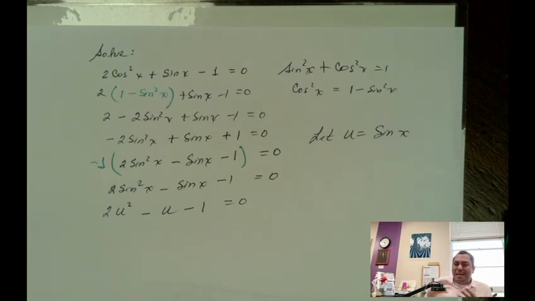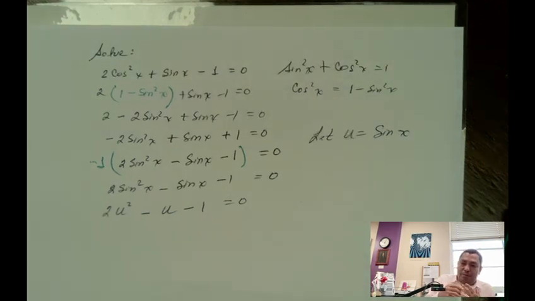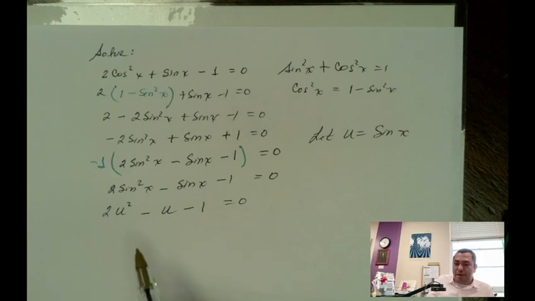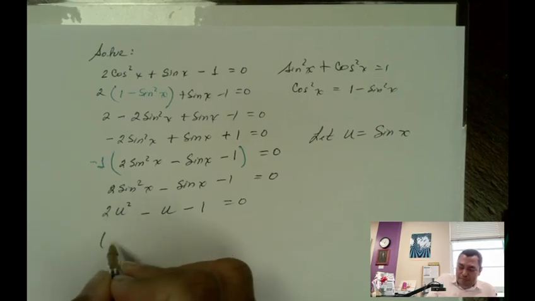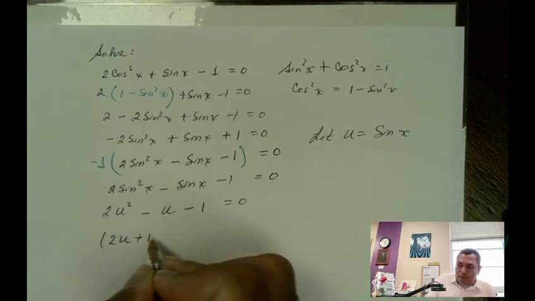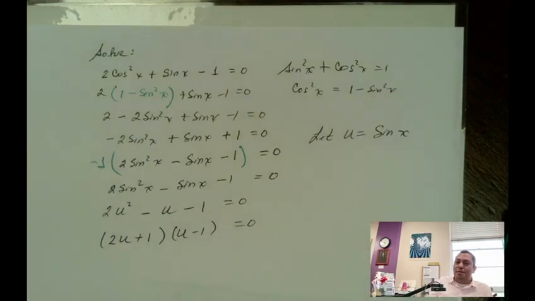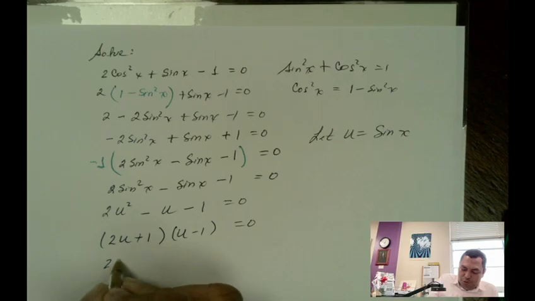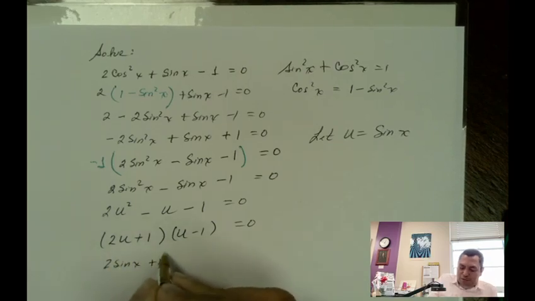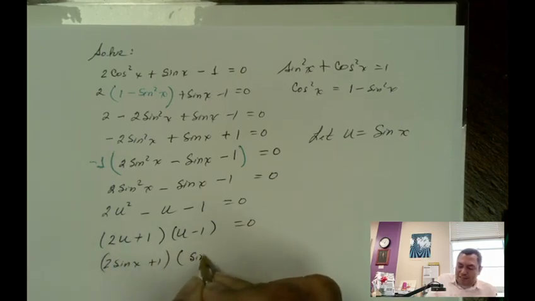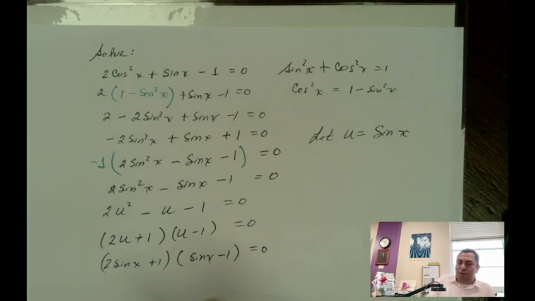You can use guess and check, you can use the quadratic formula, whatever method you know. In the previous videos you can find a different method. I'm going to use guess and check in this case, and I'm not going to take too much time. So this one will be (2u plus 1)(u minus 1) equals 0. Now I'm going to bring back my sine. So I have (2 sine of x plus 1)(sine of x minus 1) equals 0.